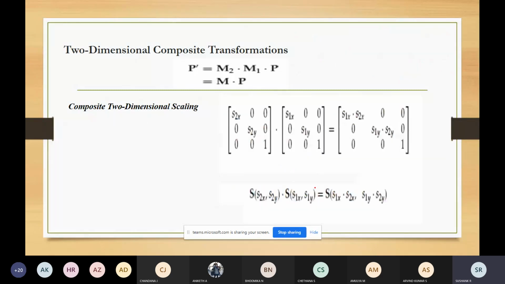If you take an example of scaling also, if you want to perform two successive scalings, instead of doing it separately, you just get the result of that, which is nothing but the product of those two scalings.